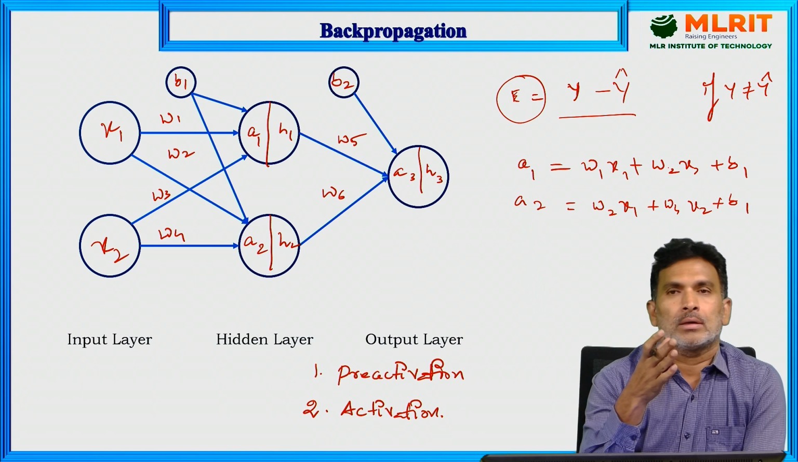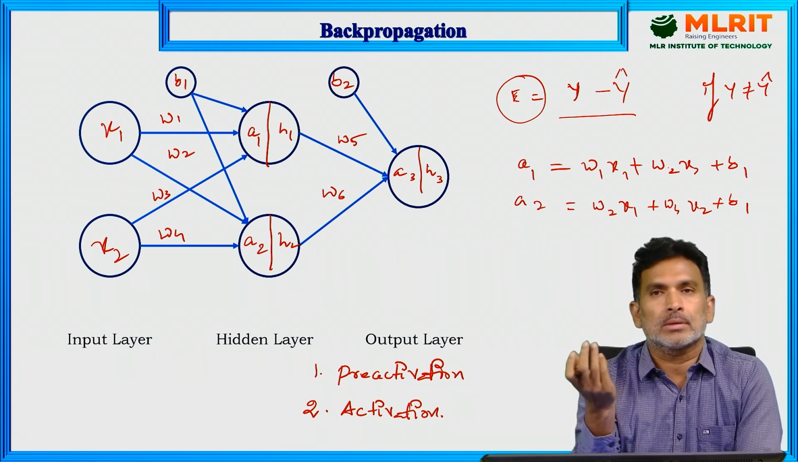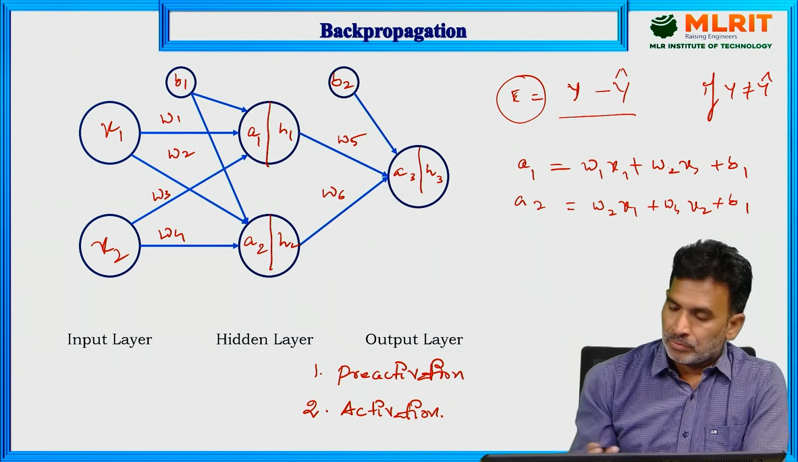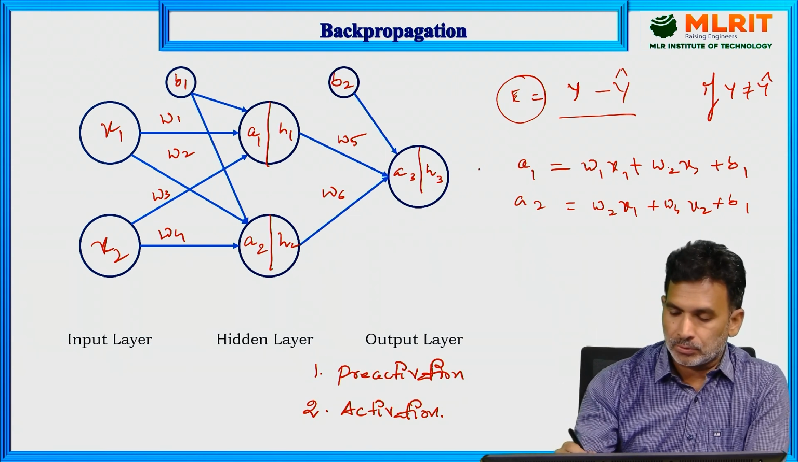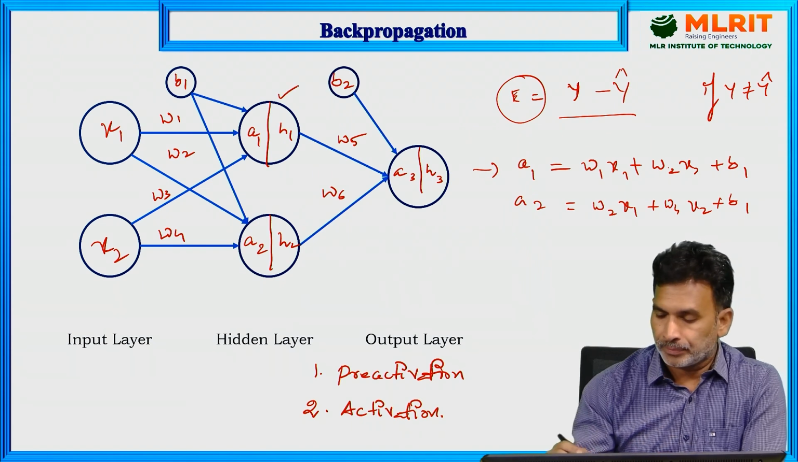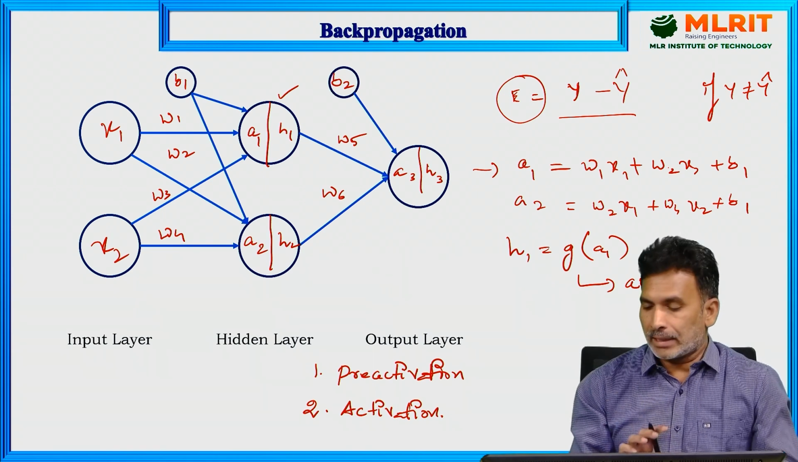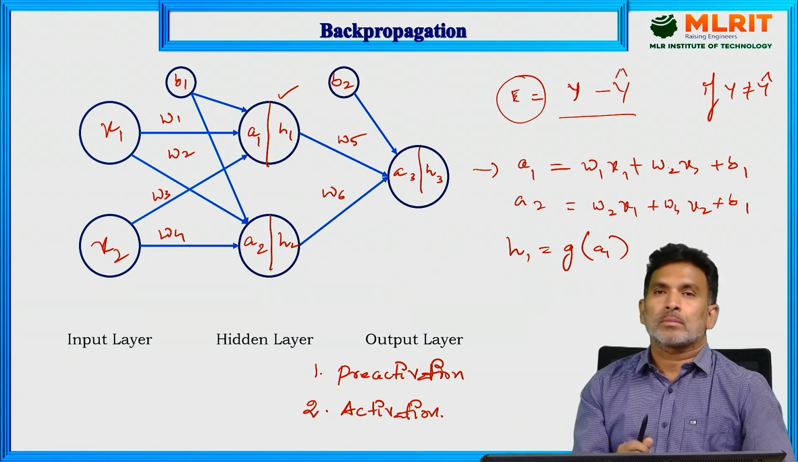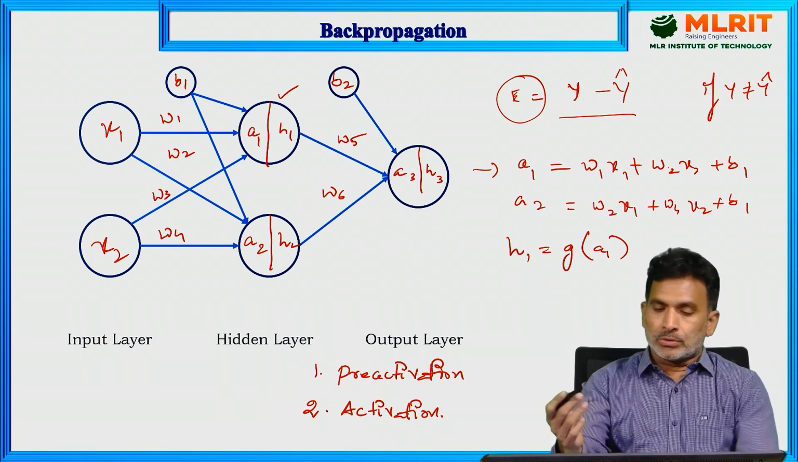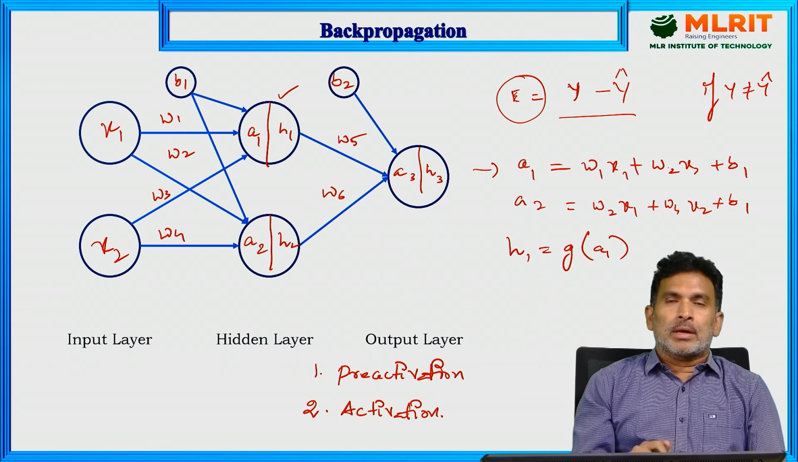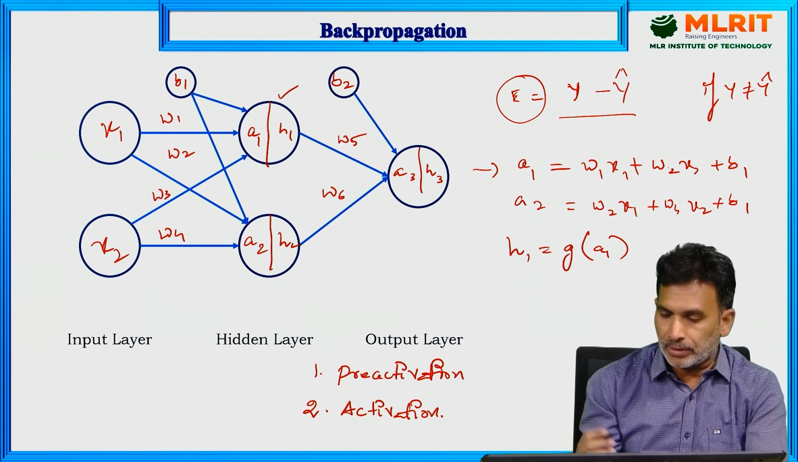Before we pass this to the activation function, this is how the information would look. Once we pass this through the activation function, suppose you take the neuron A1, then H1 is nothing but G of A1, where G is an activation function. Similarly, H2 is G of A2.